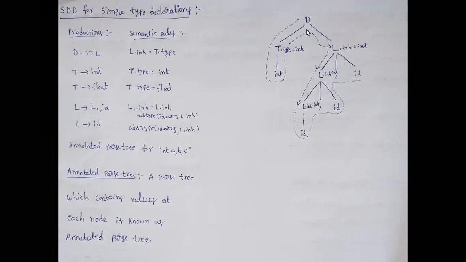So we are converting this parse tree into annotated parse tree. So we are having all the nodes with some values. So that is called the annotated parse tree.